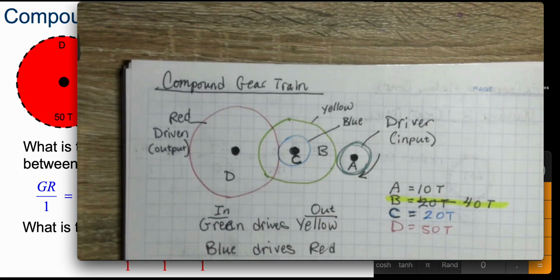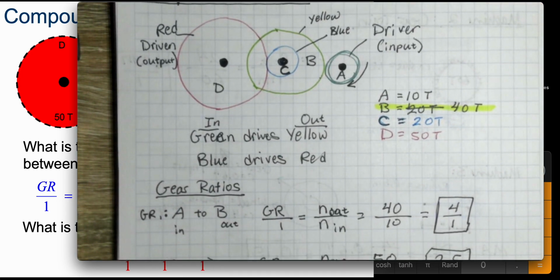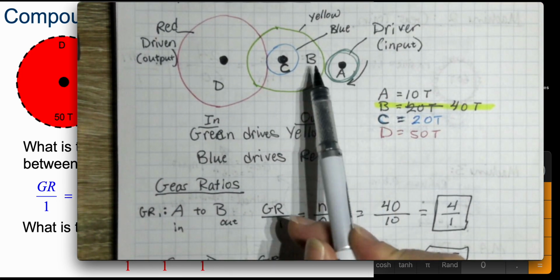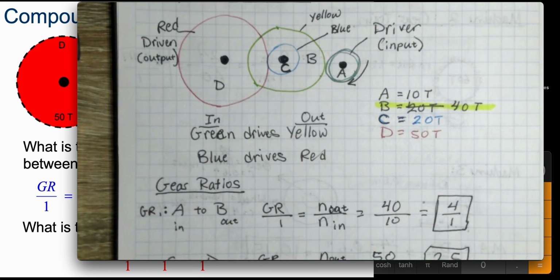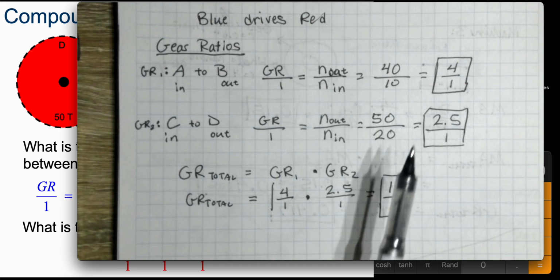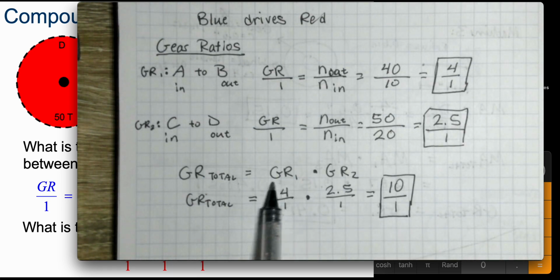And then what we just did was our compound gear train, where we have 2 gear trains, A and B, and then C and D, with B and C sharing the axle. And we calculated those gear ratios and then multiplied those 2 together to get our total gear ratio.